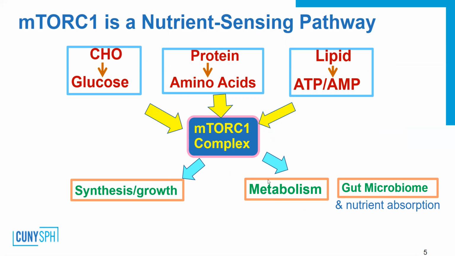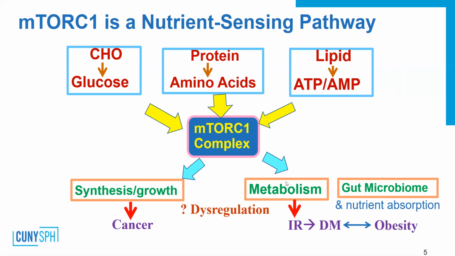Also, it regulates metabolism. It's an anabolic complex, and also regulates the gut microbiome. So if there is dysregulation of mTORC1, if there are problems with the synthesis with S6K and 4EBP translational proteins, this will lead to problems with cancer. And also, if metabolism is dysregulated, it leads to insulin resistance, diabetes, and obesity.